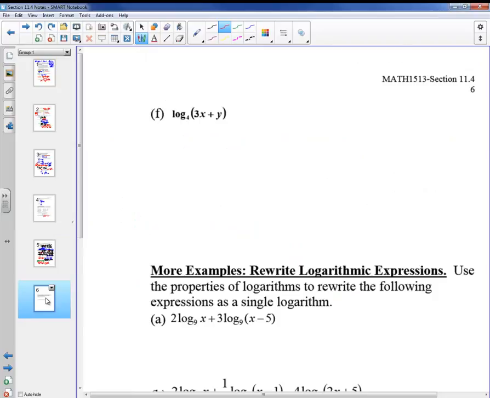There's no need to put that in parentheses, but if you want to do it, that will be okay. Now this one we go back to rewrite using the properties of logarithms, breaking it down.